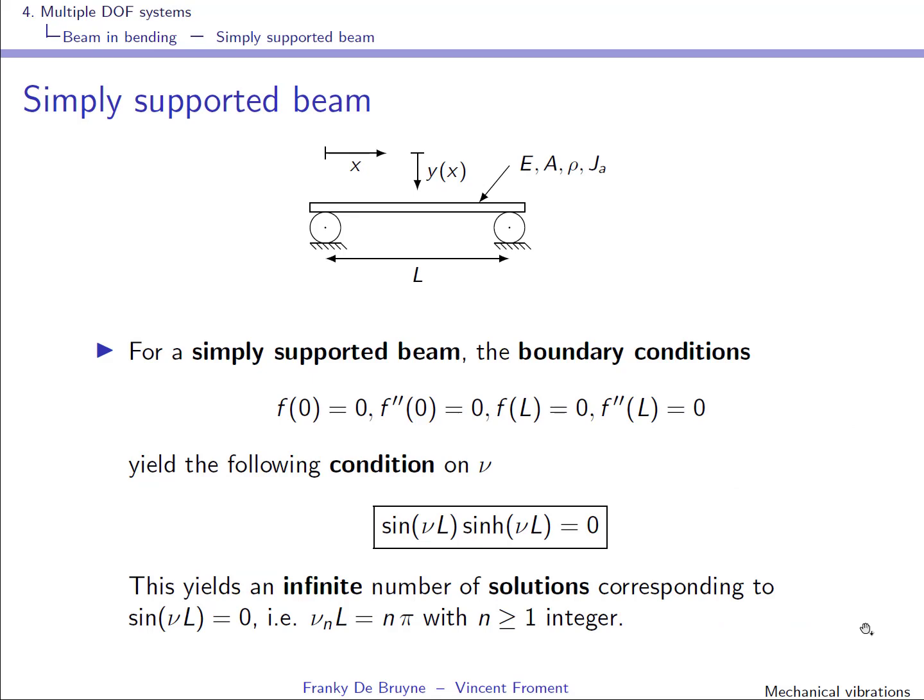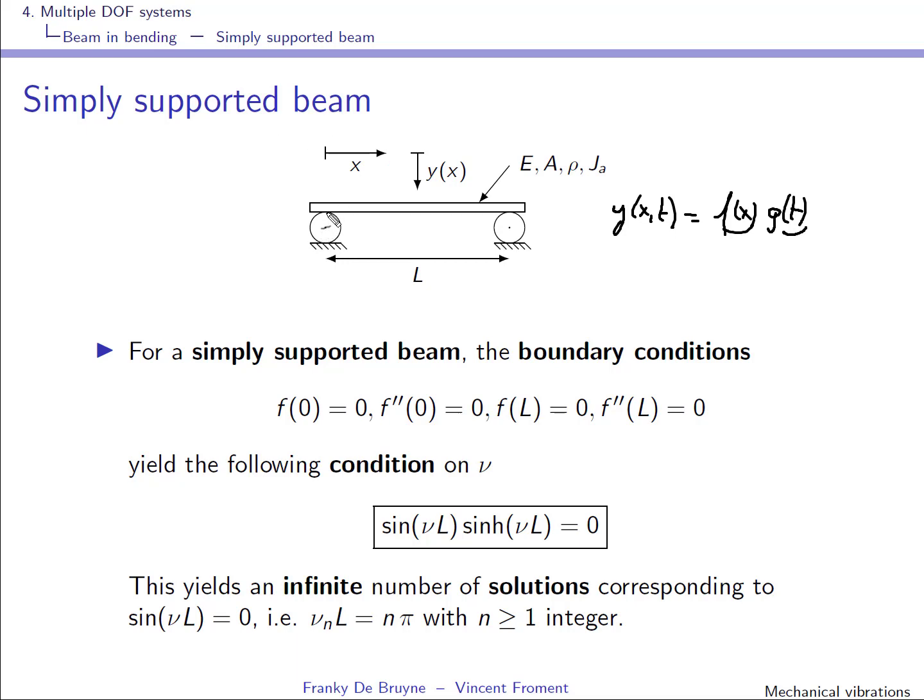We had found an expression for y of x, t, and it was f of x times g of t, and we had an expression of f of x. Now there were 4 constants in there, and you also had an expression for g of t, and there were 2 constants that were involved. I'm not going to rewrite these equations. So now I'm going to first consider the case of a simply supported beam.